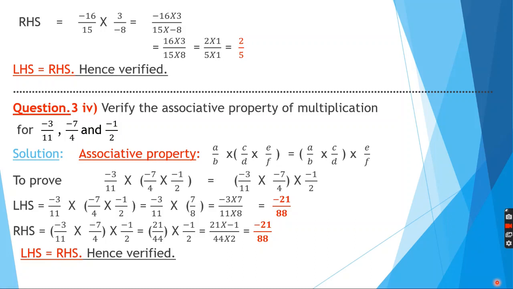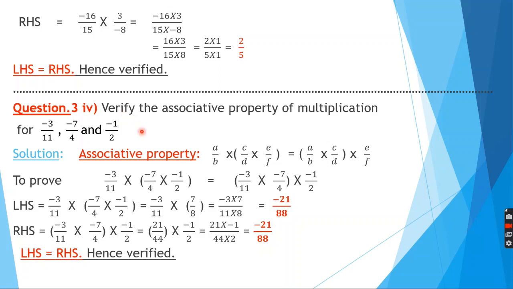Now we will prove the RHS. RHS is equal to minus 16 by 15 into 3 by minus 8. That is again product of the numerators by product of the denominators. When you cancel the negative symbol and cancel the common factors, we are getting it as 2 by 5. That is, LHS is equal to RHS. Hence verified.